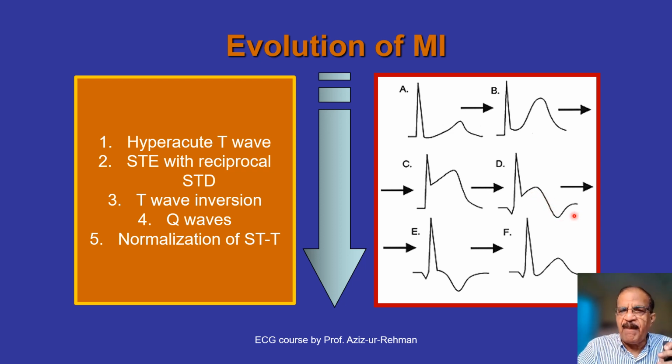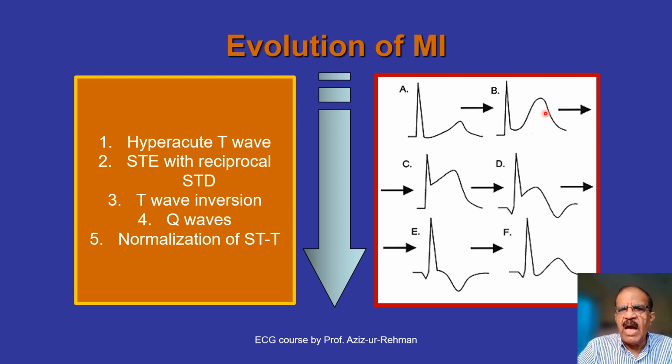So there is overlap. First is a hyperacute T wave, then there is ST segment elevation, then there is T wave inversion, and there is overlap. When the one change is still there, the second change starts developing. So typically in one patient, you would see multiple abnormalities. Finally, Q wave develops, and Q wave is considered to be a permanent change, although in some cases it might disappear, but ultimately the ST segment becomes normal, but T wave persists.